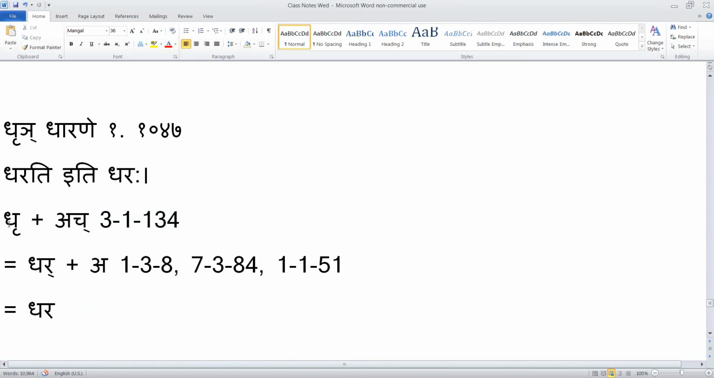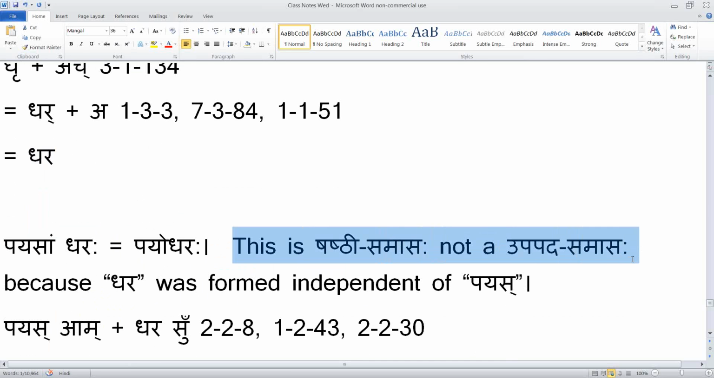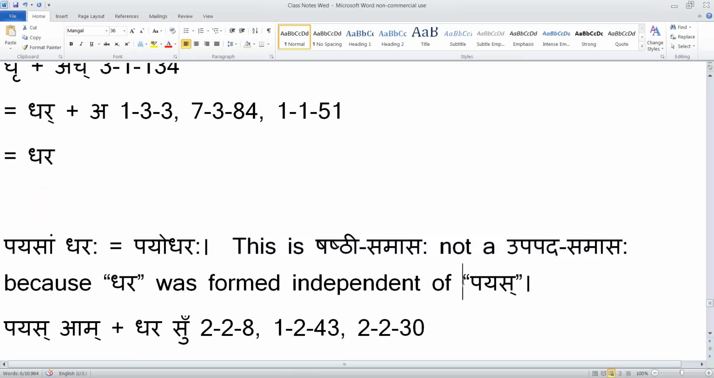So this is dhru plus ach, then anubandha lopaha. I'm sorry, this is not correct. It should be 133, halantyam, and then sarvadhatuka ardhadhatukayoh, guna adesha, urandaparah, dhara. So we have dharati, dhara, without any condition of upapadam. And then once you have that, payasam dharaha, payodharaha, a shashti samasa, not an upapada samasa, because dhara was formed independent of payas. It's not dependent on payas.